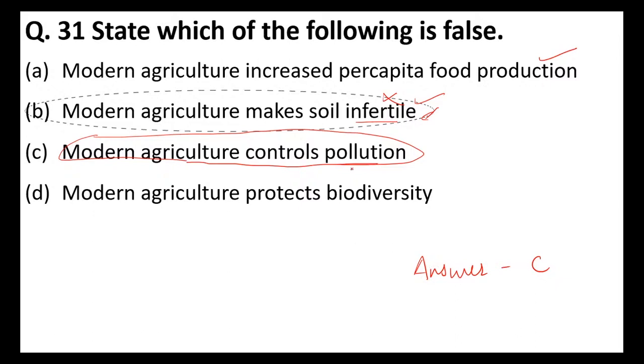It increases pollution, because you know that when water from fields goes inside your water bodies, it pollutes them. So modern agriculture does not control pollution. The answer is C.